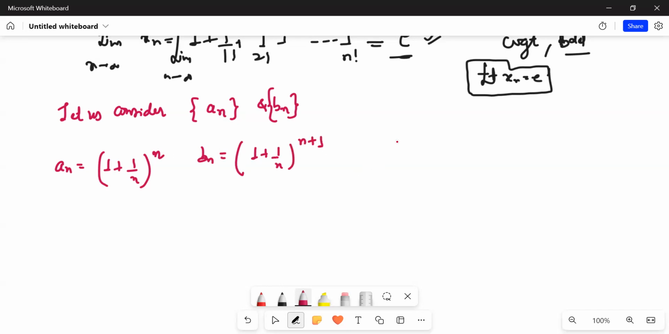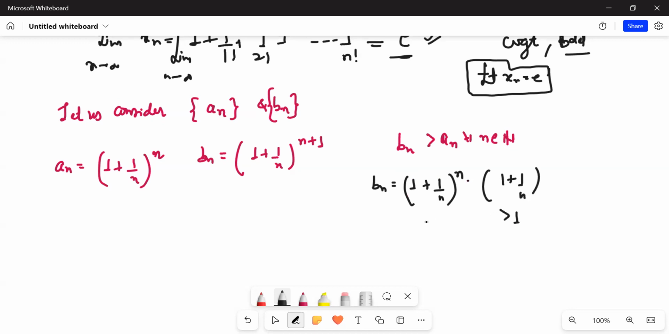One observation is very much clear, that this bn sequence would be strictly greater than an for all n belonging to natural numbers. This is very much clear because you know that bn can be written as (1 plus 1 upon n) raised to power n times (1 plus 1 upon n). Clearly, this factor is greater than 1, and this particular fellow is an. So you can clearly see that bn is greater than an.